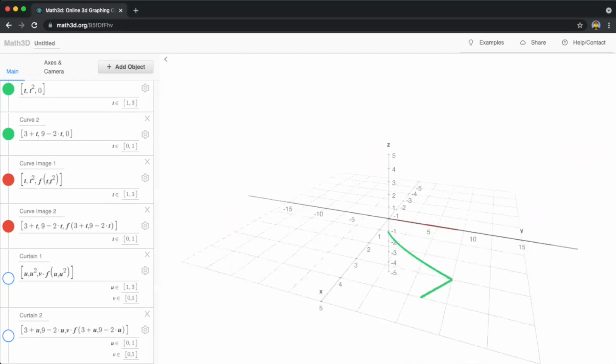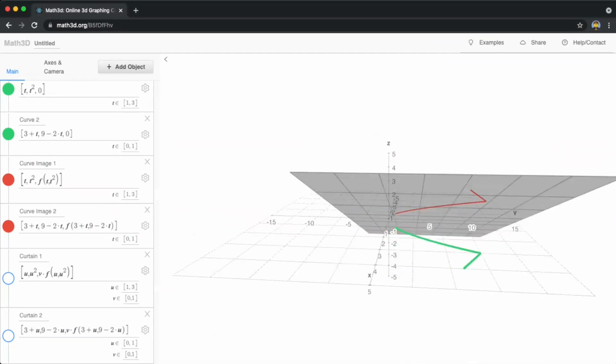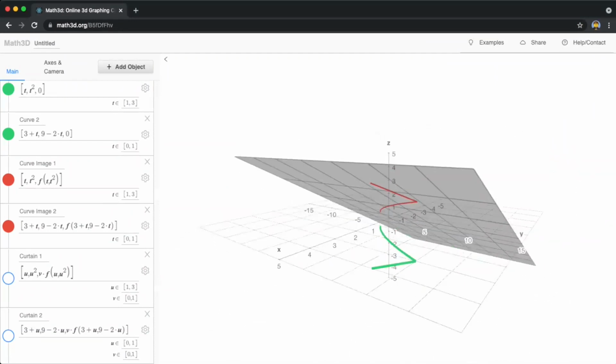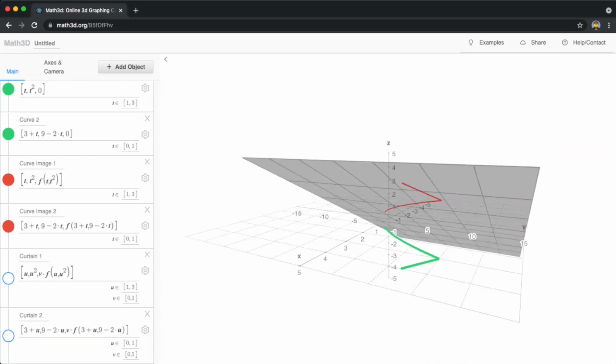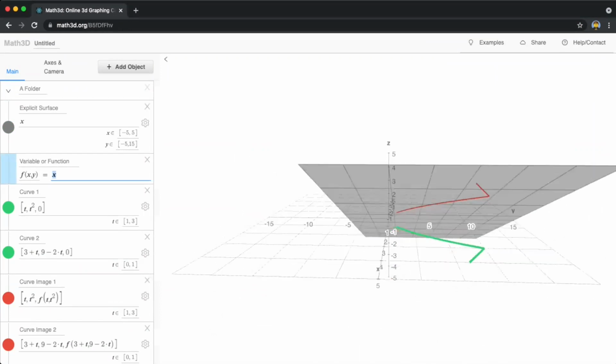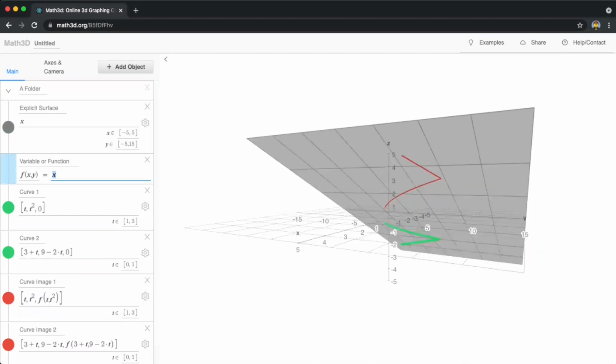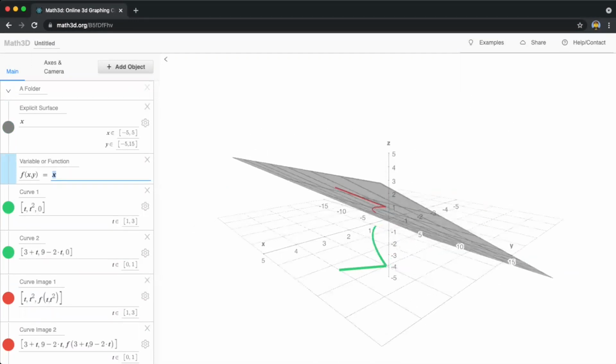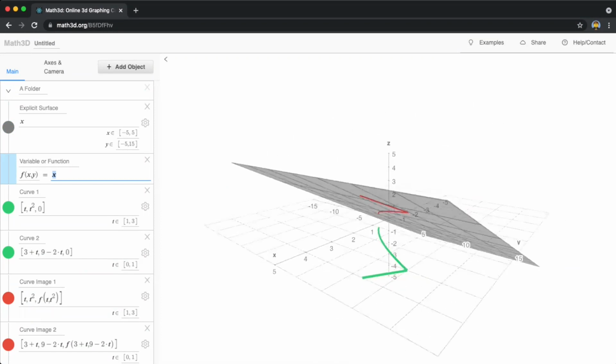So here's the idea. We've got some function. This is our f of x, y, and in this case, our function is f of x, y equals x. What we'd like to do is consider some curve in the plane. I've got that curve drawn there in green. This is actually an example we'll do in a little bit. But I've got some curve in the plane.